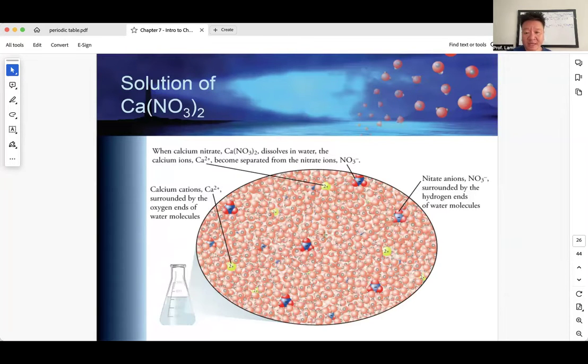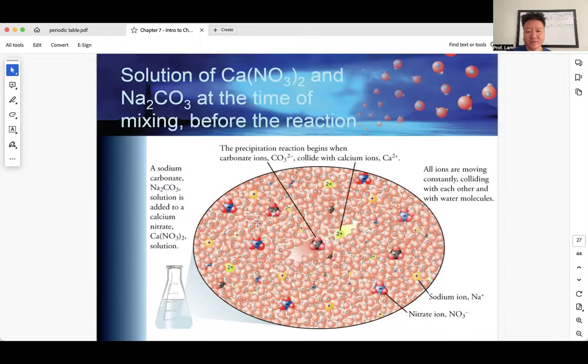It's soluble, right? It's aqueous. So you have a lot of water molecules coming in between the calcium 2 plus ion and the nitrate ions. They're just floating around and they're dissolved. And then sodium carbonate is also dissolved as well.